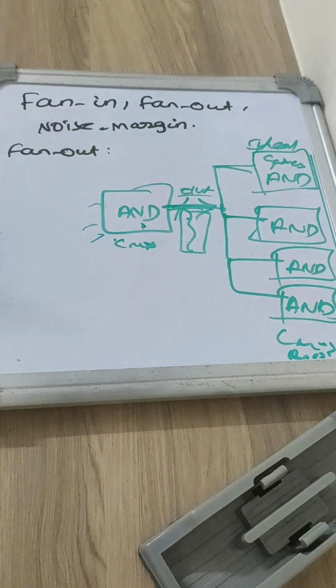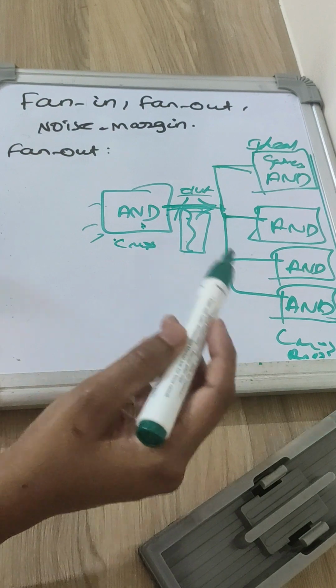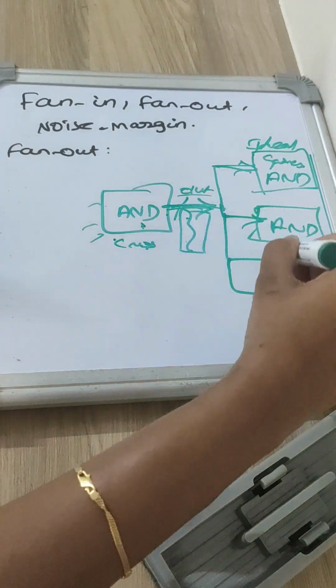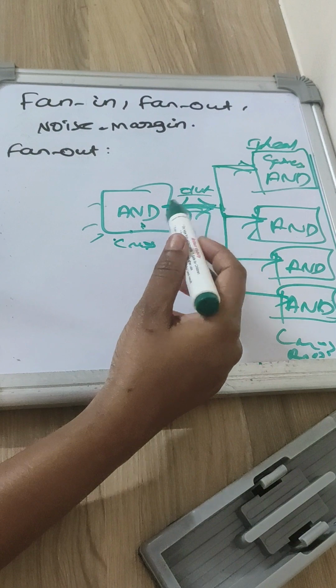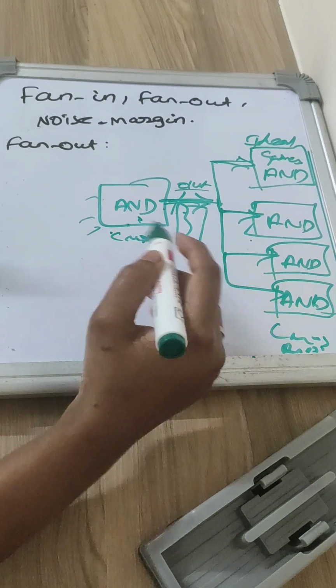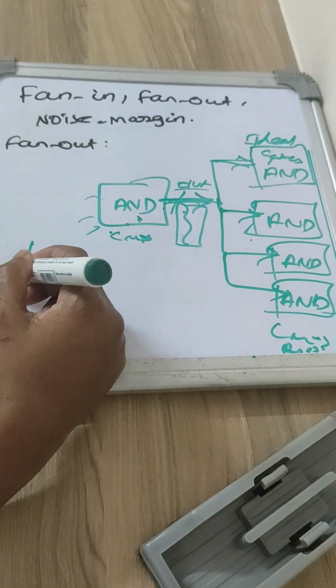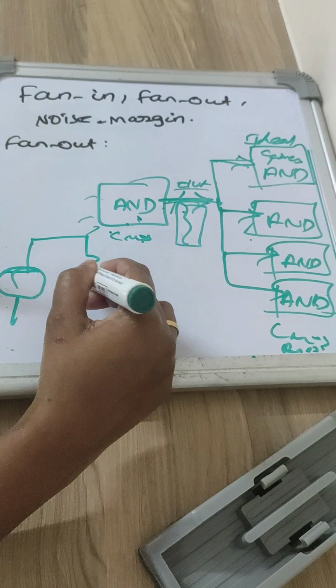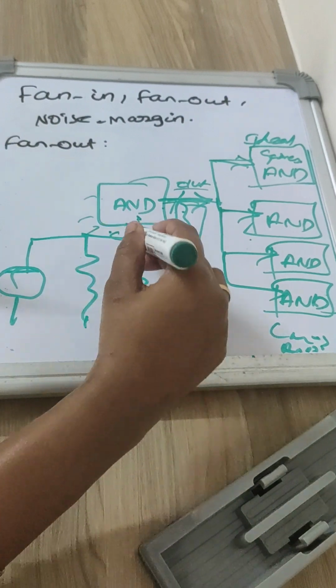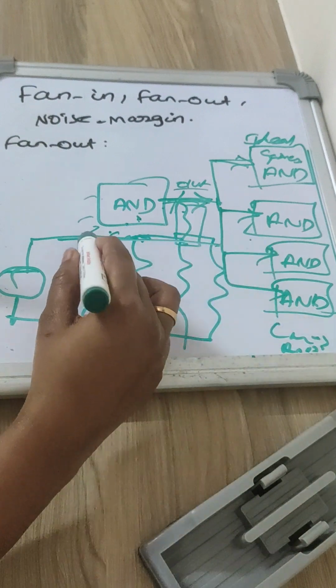Here, this particular gate is driving all these 4. We are talking about the drive strength of the particular AND gate that is driving these gates. Driving strength, as in basic electronics, we already know: if the voltage source is here, and we have multiple sources in parallel, we will get something like this.